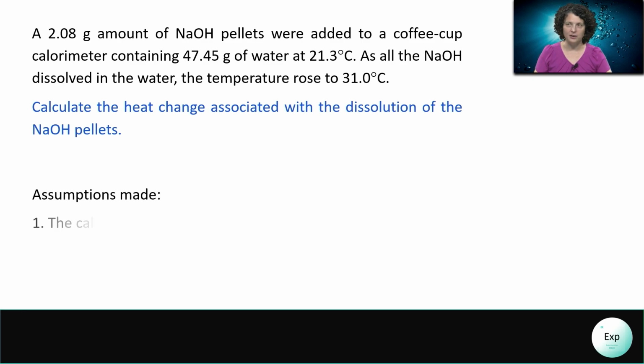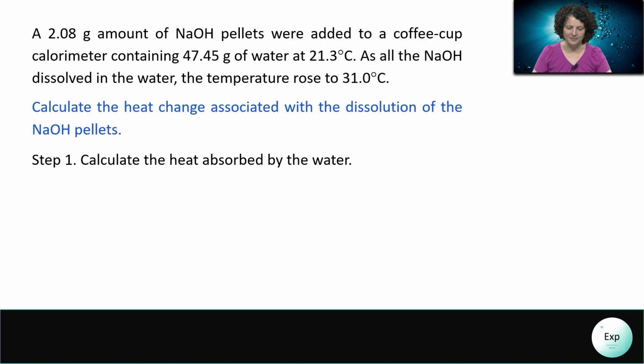And here we are going to make some assumptions. First, that the calorimeter is an insulated system. If we need to make more assumptions, feel free to add to this list. In step 1, we determine the heat that was absorbed by the water. And the phrasing is correct here. If the temperature goes up, heat had to be absorbed by the water.